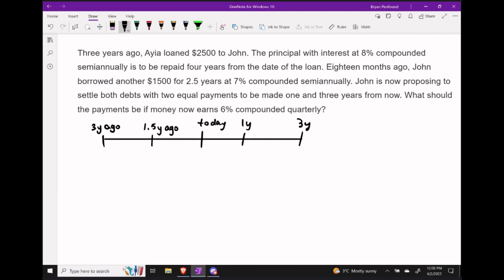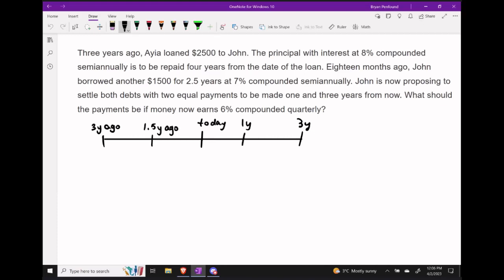So let's set up a time diagram to deal with this problem. And this time diagram is going to get a little spicy because we do have 3 payment streams, all with varying rates. So we do have to be a little bit careful about how we draw this time diagram.